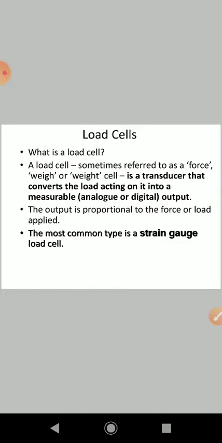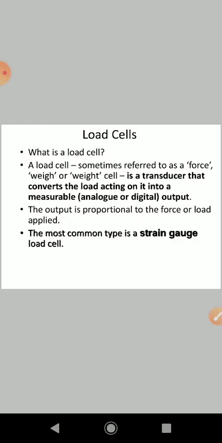Basically, what is a load cell? A load cell is a strain gauge, and it is a passive resistive transducer which converts mechanical elongation and compression into a proportional resistance change. This change in resistance takes place due to variations in the length and cross-sectional area of the gauge wire when an external force is applied.